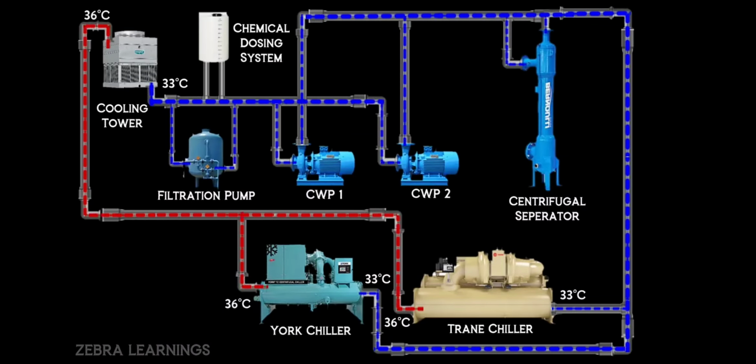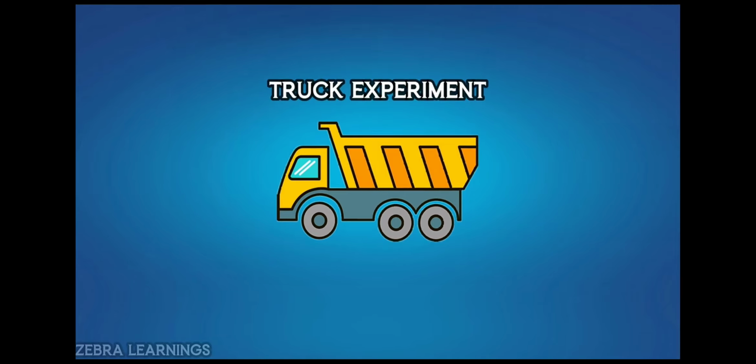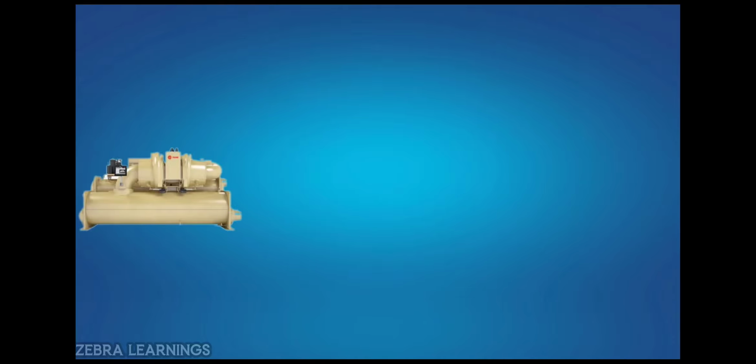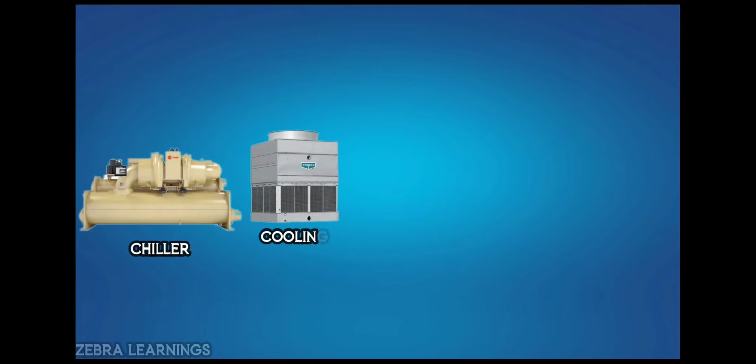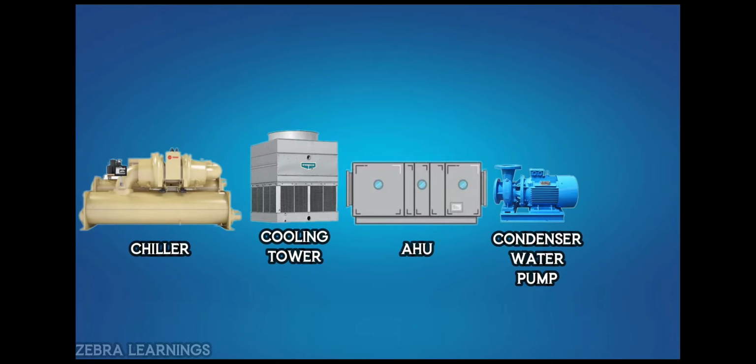An important function of a chiller plant is to remove the heat in a closed room in a building. We have explained this in this video through a truck experiment to understand it very easily. Five important pieces of equipment in a chiller plant are the chiller, cooling tower, AHU, condenser water pump, and chilled water pump.